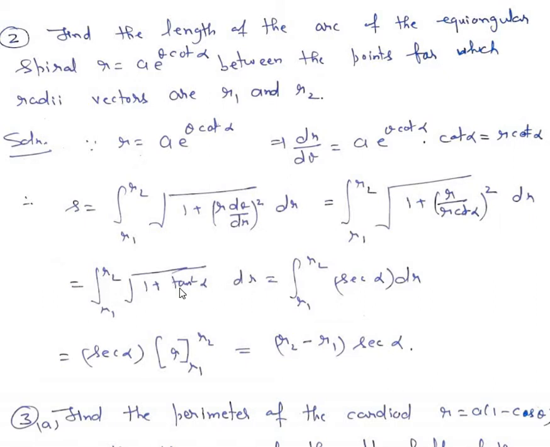1 plus tan square alpha is sec square alpha, so square root of this is sec alpha into dr. Sec alpha is constant, so therefore we can take it outside, so sec alpha into integral of 1 is r1 to r2, so this is equal to r2 minus r1 into sec alpha.